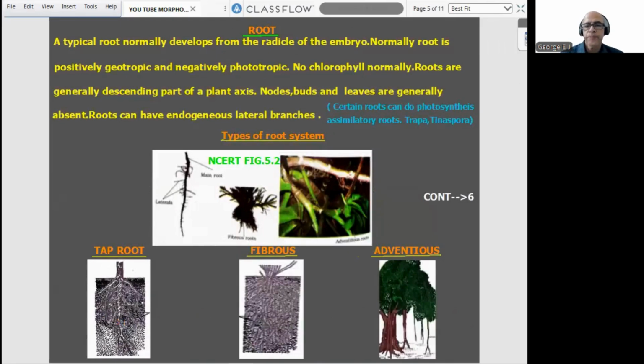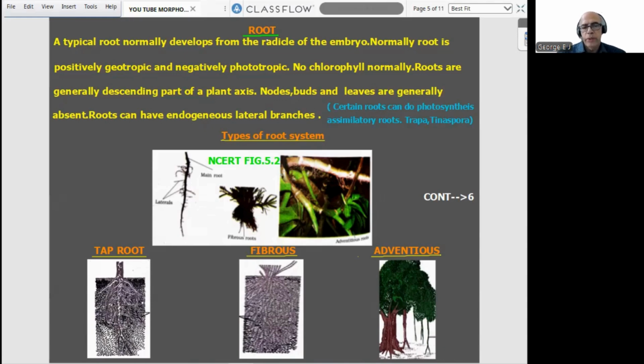Root is the main topic. When we discuss the root, we'll be proceeding this way: what is the structure, what is the function, how protection for the root is done. A typical root normally develops from the radicle of the embryo. This we studied already in plant growth and development. The plumule will give rise to the stem or shoot. Normally root is positively geotropic, moving towards the soil, and negatively phototropic, moving away from light.